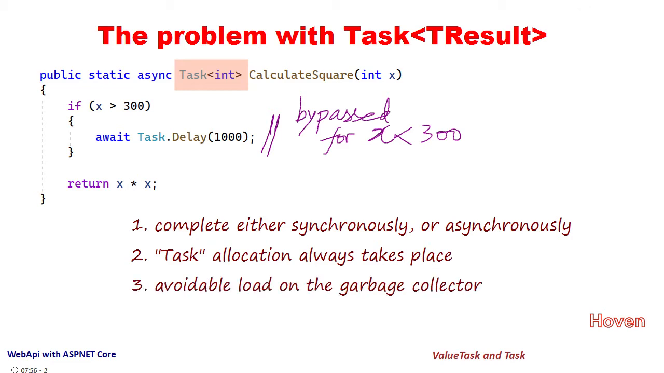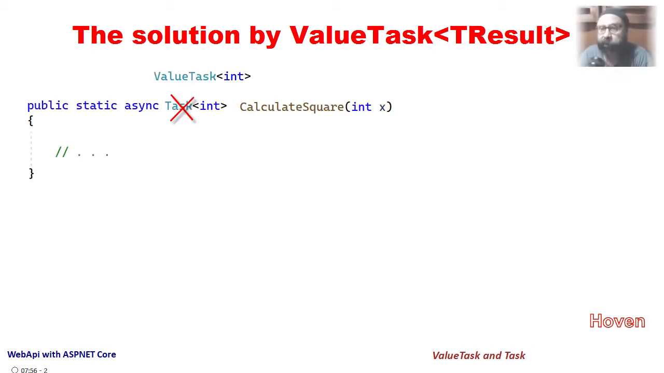And thirdly, a heavy traffic on these functions can lead to an avoidable load on the garbage collector because some of these task allocations were really unnecessary. So we have a possibility of optimization. We need to optimize an async code that returns a task and finishes synchronously sometimes. Such an asynchronous code can be optimized by returning a value task instead of a task. So value task is the solution here.